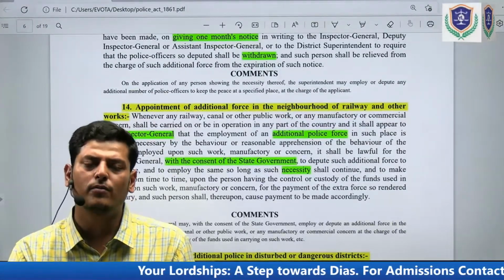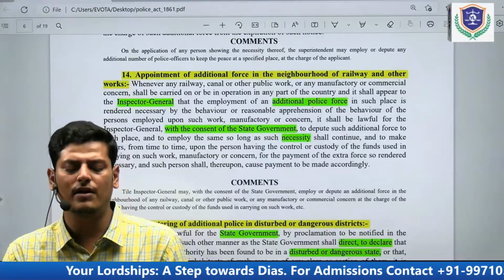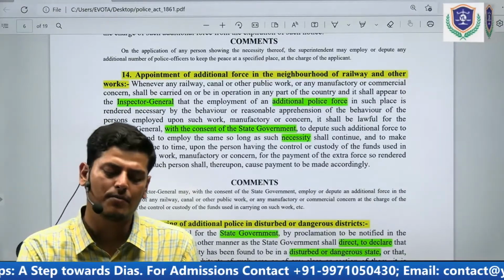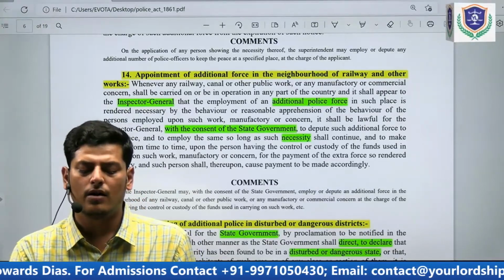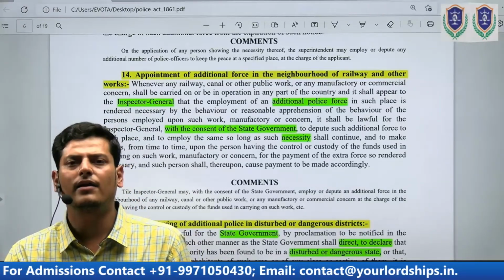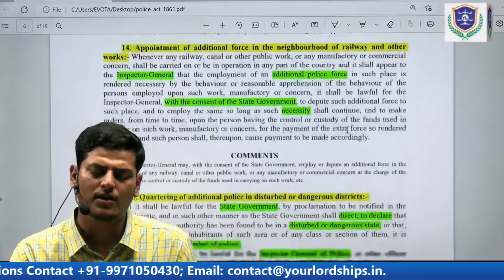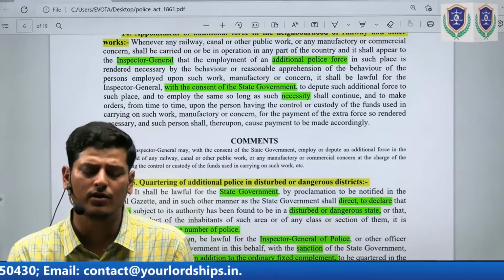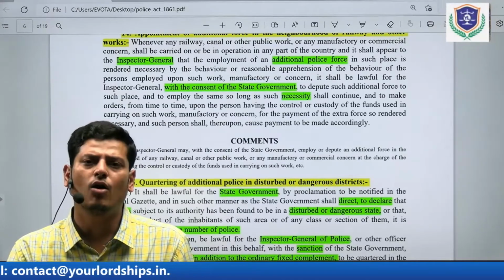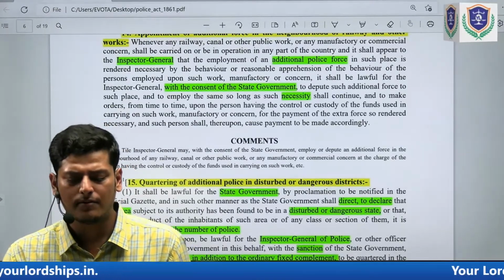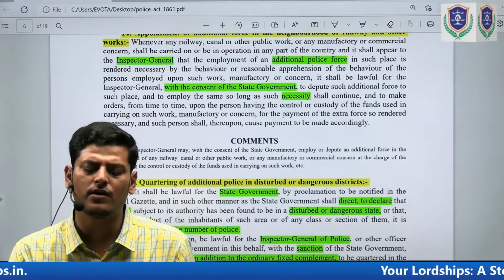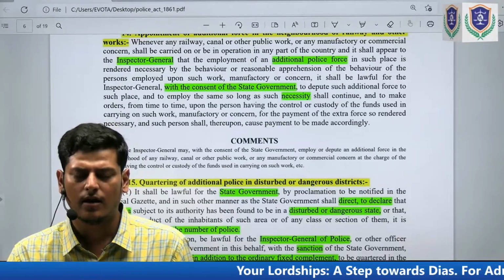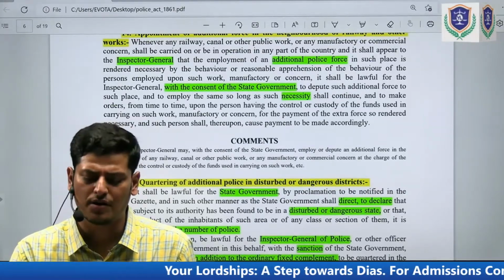अब additional police force in the neighborhood of the railway or other works, here also you will see that it is replaced by Director General. So whenever in this case in any railway, canal or manufacturing commercial concern, it appears to the Director General in the case of Uttar Pradesh, that the employment of additional police force is required, then with the consent of the state government, such additional force can be deployed in that area. And it will remain in force as long as the necessity is there.